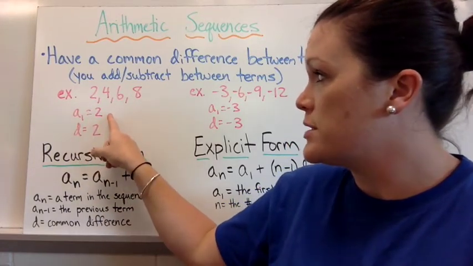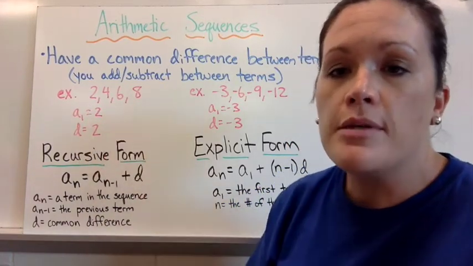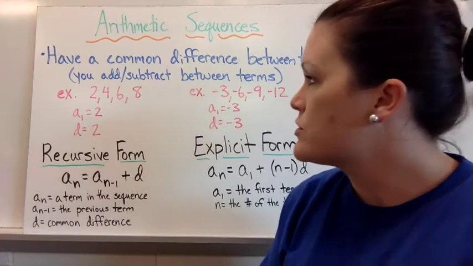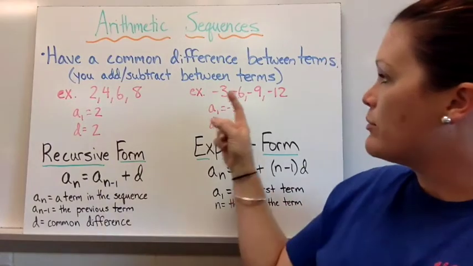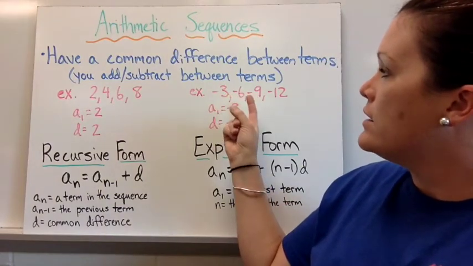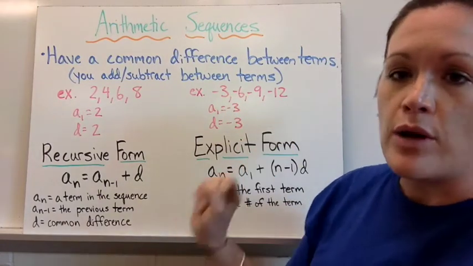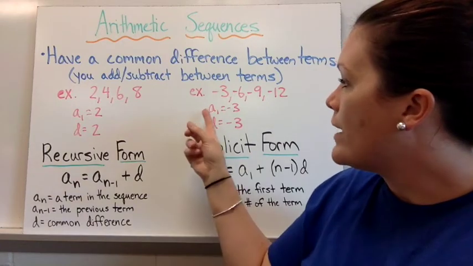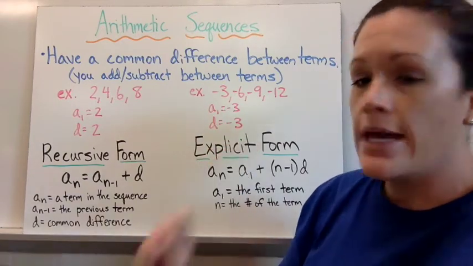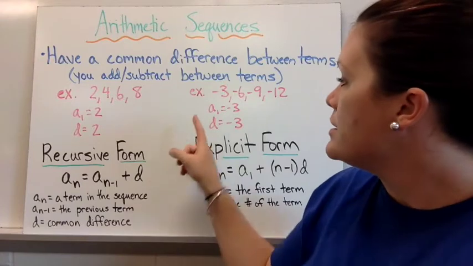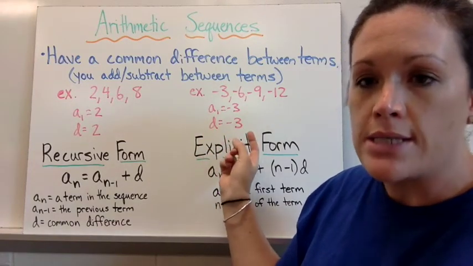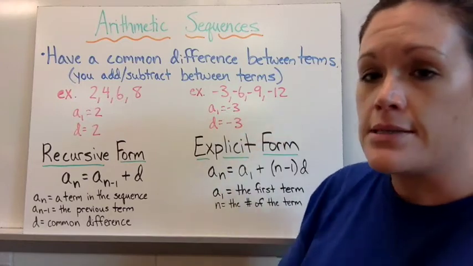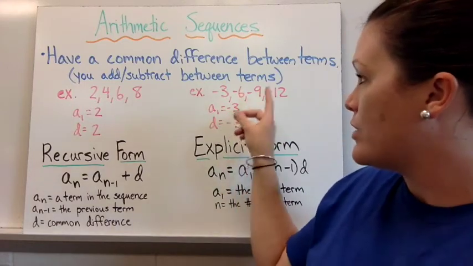Your first term in the sequence is 2, and then your common difference would also be 2 because you're just adding 2 each time. Another example would be -3, -6, -9, -12. Your first term, we call that a sub 1, is -3, and your common difference is -3 or subtract 3 because that's what you're doing each time. It's common, so notice it happens every time.